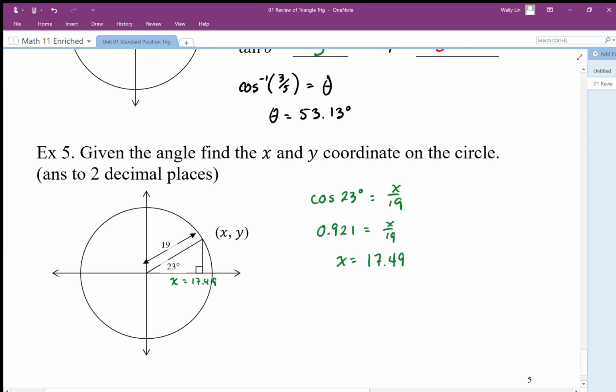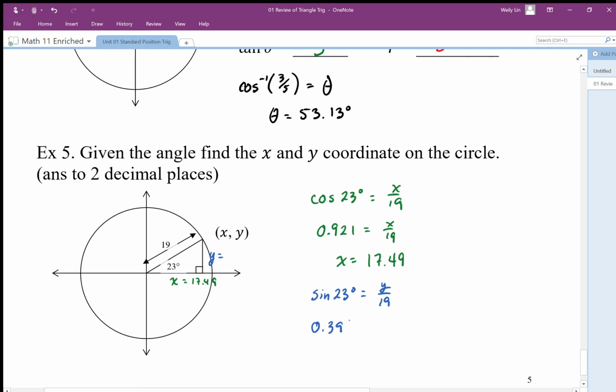For the y, I'm going to need my sine ratio. So for y, I want to connect the vertical with sine. So sine of 23 degrees is y over 19. Okay, so sine goes with the vertical, or sine goes with y. So I'm going to take my 23 degrees and find my sine ratio. So at this point I need to convert that to a ratio, so I need my calculator. This is where I introduce my decimal values.